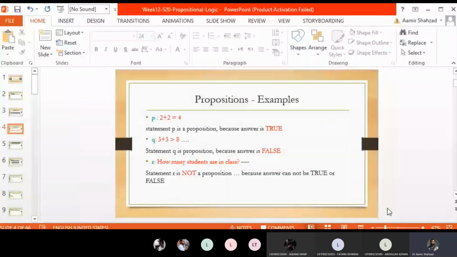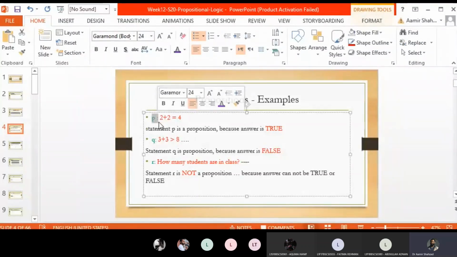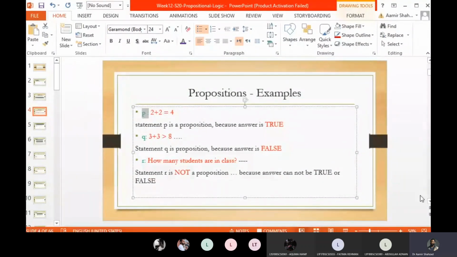So let's look at some examples of proposition. For example, here you can see the first statement. I have given it name P. You can give it some other name, A, B, C, X, Y, Z, M, N, L. It could be anything. So statement P is 2 plus 2 is equal to 4.